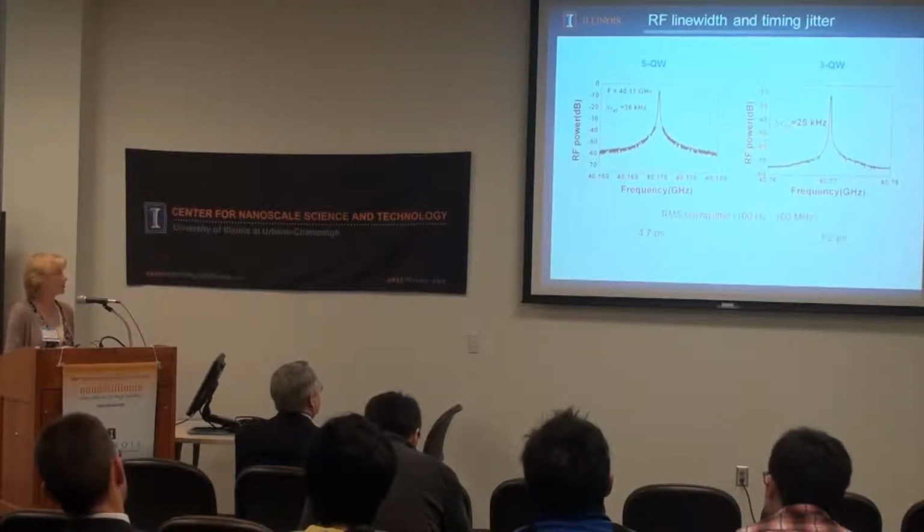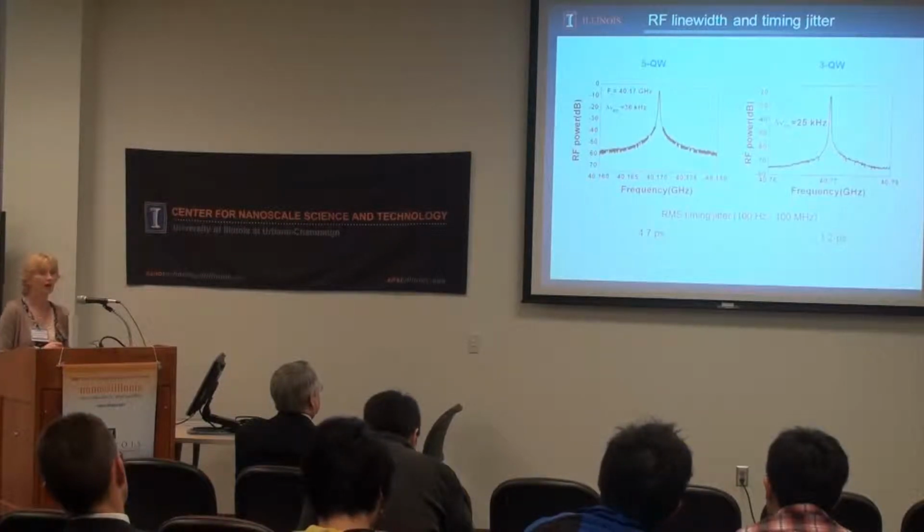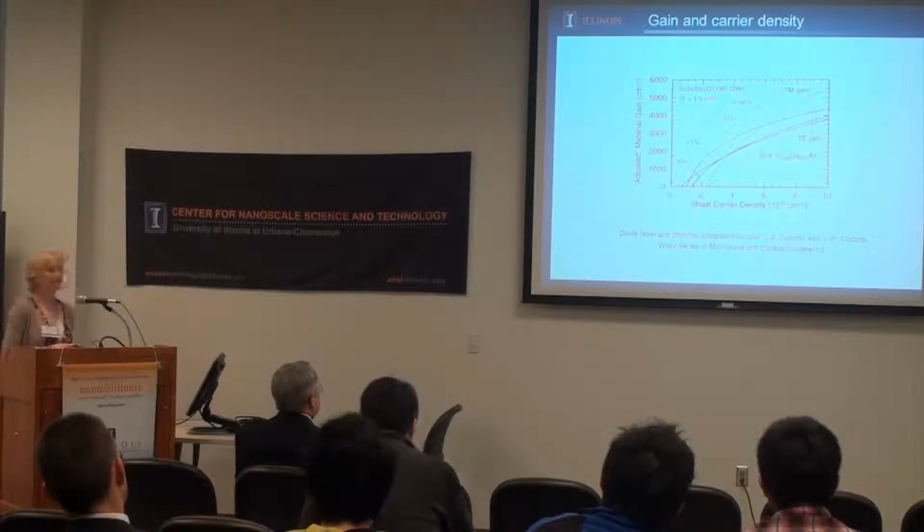The narrower that is, the more stable the mode locking frequency is. And we also see that when we measured the timing, calculated the timing jitter between pulses, it's 4.7 picoseconds for the 5 quantum well structure and 1.2 picoseconds for the 3 quantum well structure. Why is this happening?